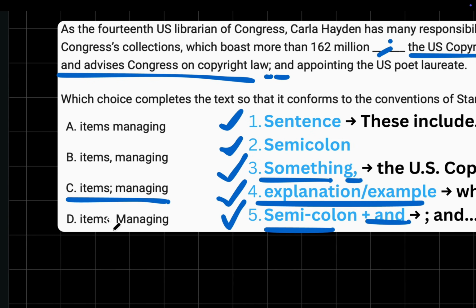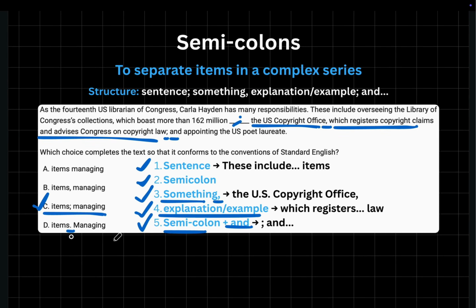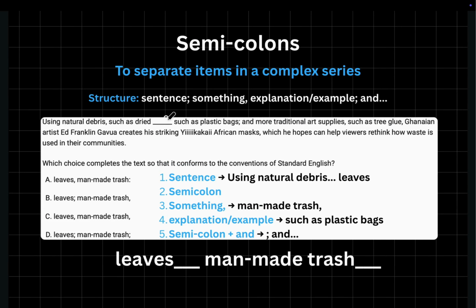By the way, we said the choice with the semicolon is correct, meaning choice C, but if you look at choice D, there is a period. According to the old rule, this should not be possible because the semicolon and period would have cancelled each other out. Now, let's move on to the next complex series question.